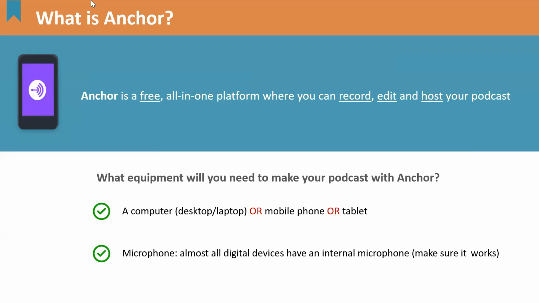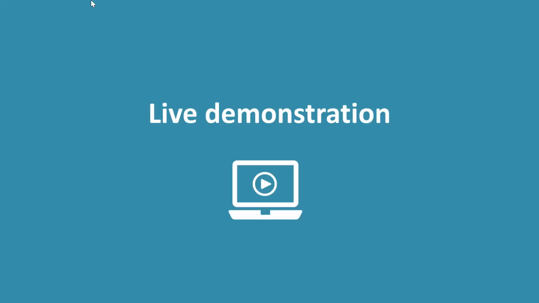So what equipment will you need to make your podcast with Anchor? We shall need a computer, which can be a desktop or a laptop. It can be a mobile phone or even a tablet. Remember, this is an audio file, so we need to have a working microphone because we need to speak and record what we speak. But luckily, almost all digital devices have an internal microphone to use. So if you're going to record your podcast, just make sure it is working.